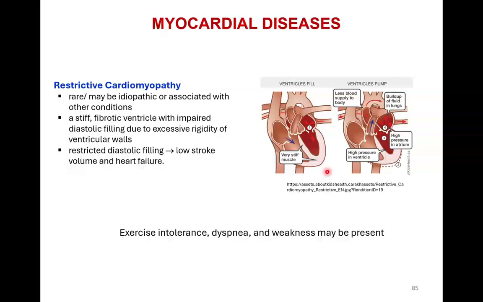And the most common clinical manifestation of restrictive cardiomyopathy is right heart failure with systemic venous congestion, right? Again, we've got things like exercise intolerance, dyspnea, and weakness may be present. And these symptoms will develop the same way. So to work out why someone with restrictive cardiomyopathy may be dyspneic, you just have to think about how you will get pulmonary congestion as a result of what's happening here.